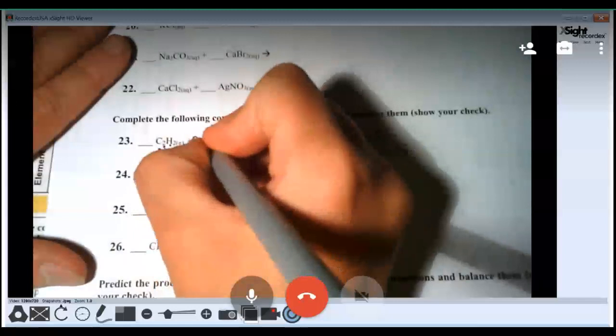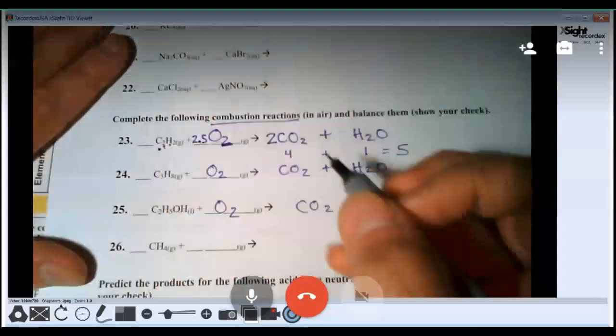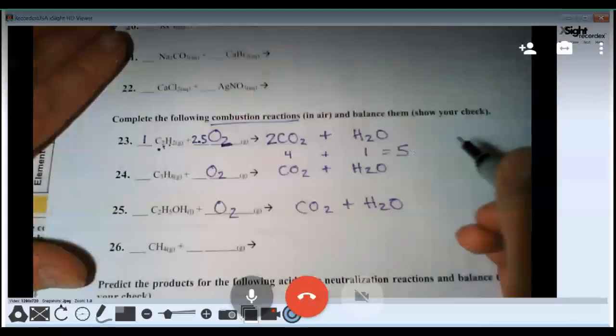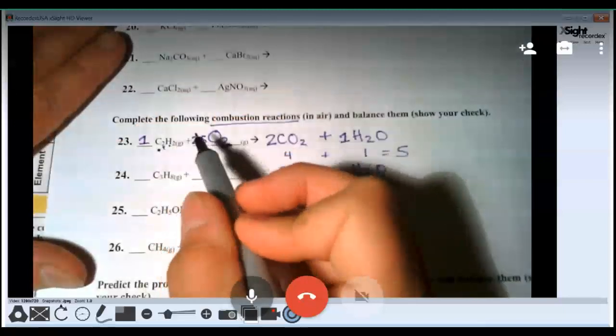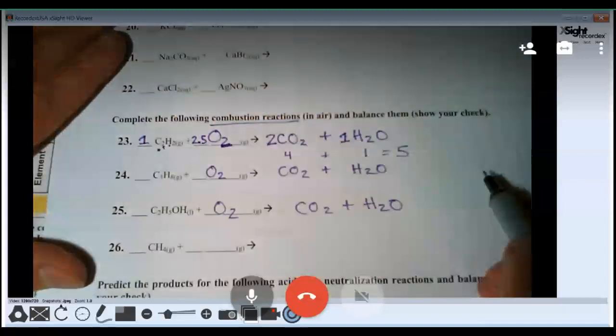2.5. Yes. Okay, so I'm going to put 2.5 here, and I know that I can't have a decimal in the end. Okay, so I'm gonna fill in my ones. So C2H2, we didn't put a coefficient, so that's a 1. We didn't put a coefficient here, so it's a 1. Okay, but now I need to make this a whole number. So I'm gonna go through and I'm gonna double all my coefficients.